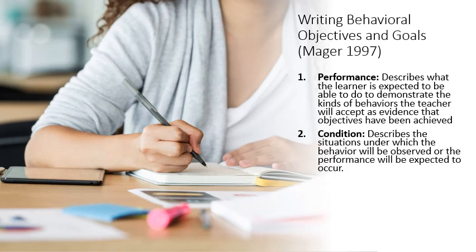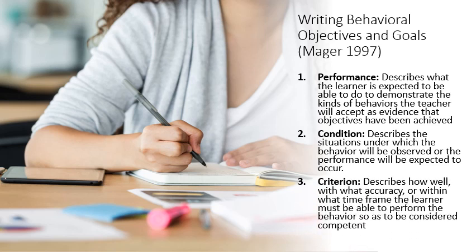Number 2, condition. This describes the situations under which the behavior will be observed or the performance will be expected to occur. And finally, criterion. This describes how well, with what accuracy, or within what time frame the learner must be able to perform the behavior so as to be considered competent. Okay, now let's go to the next slide.